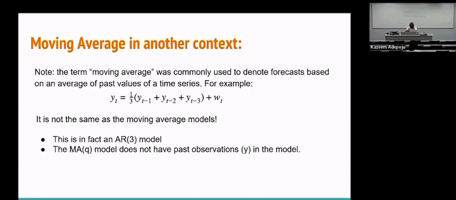The only relationship in the moving average model is to relate the current value to the current residual and the past residual. Does that make sense? Okay.